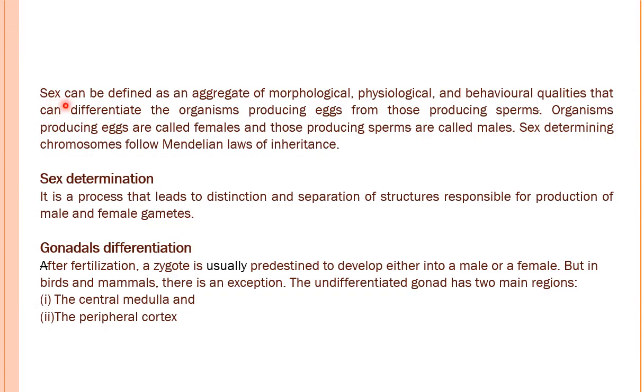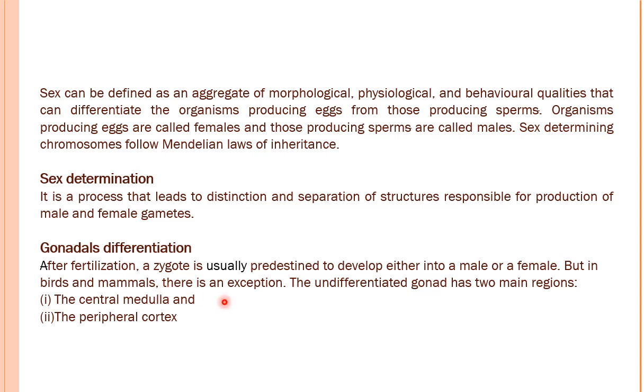Now, what is sex? Sex can be defined as an aggregate of morphological, physiological, and behavioral qualities that can differentiate the organisms producing eggs from those producing sperms. Organisms producing eggs are called females and those producing sperms are called males. Sex determining chromosomes follow Mendelian laws of inheritance. Sex determination is a process that leads to distinction and separation of structures responsible for production of male and female gametes.